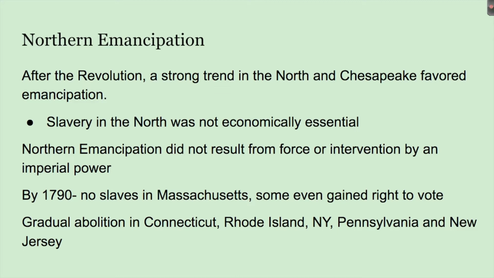So some results we're going to see is by 1790, we're going to see that there's no slaves in Massachusetts, and some are even starting to gain the right to vote. We will also see gradual abolition in states like Connecticut, Rhode Island, New York, Pennsylvania, and New Jersey.